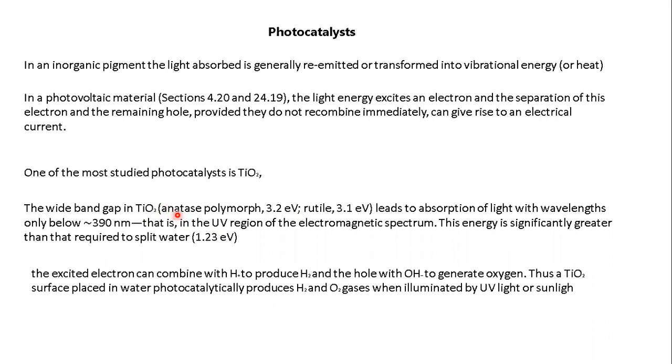One is called anatase, another is rutile. Because of different crystal structures, they have different band gap energies, though not very different. In the anatase case, it is 3.2 electron volt; rutile, it is 3.1, not very much. This leads to absorption of light with wavelengths below 390 nanometer, that is, it remains in the UV region of the electromagnetic spectrum.